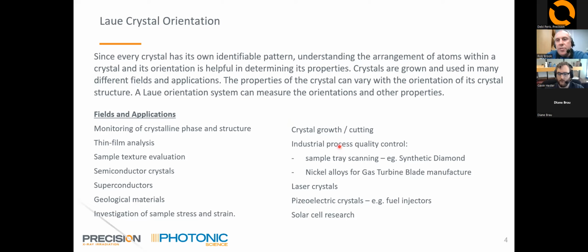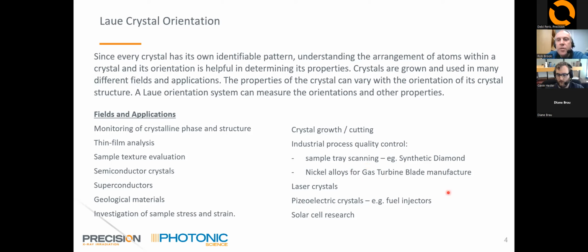They can be used in industry for process quality control. For example, if you're growing synthetic diamonds and you want a quality control measure, you can put a tray of these into the system, and it will scan between them and obtain diffraction patterns and analyze the diffraction patterns, and you can see how well aligned your crystals are.